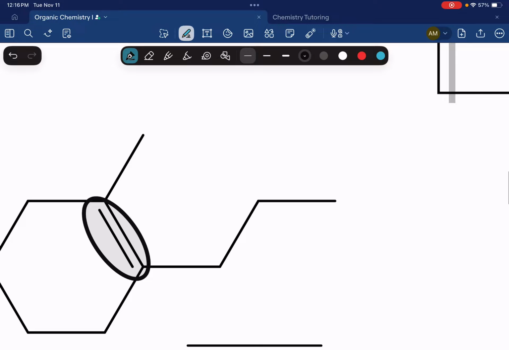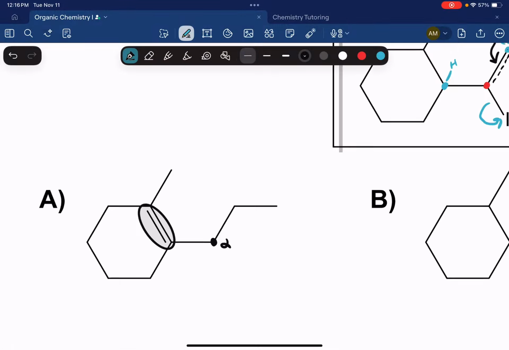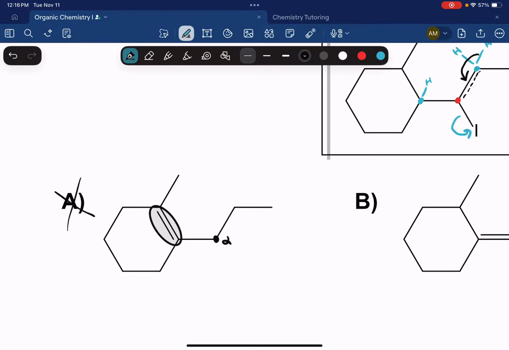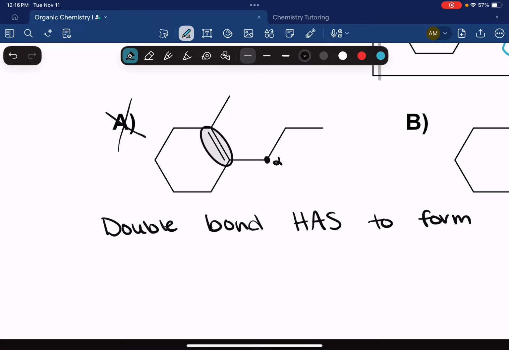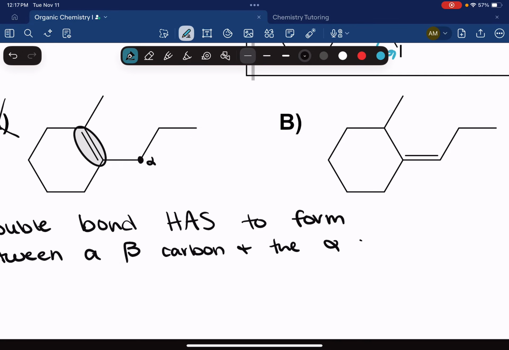This could never happen. Our alpha carbon is here. The double bond, I'm going to write that out because we keep getting examples like that. The double bond has to form between a beta carbon and the alpha carbon. Has to. That's how this works, right?